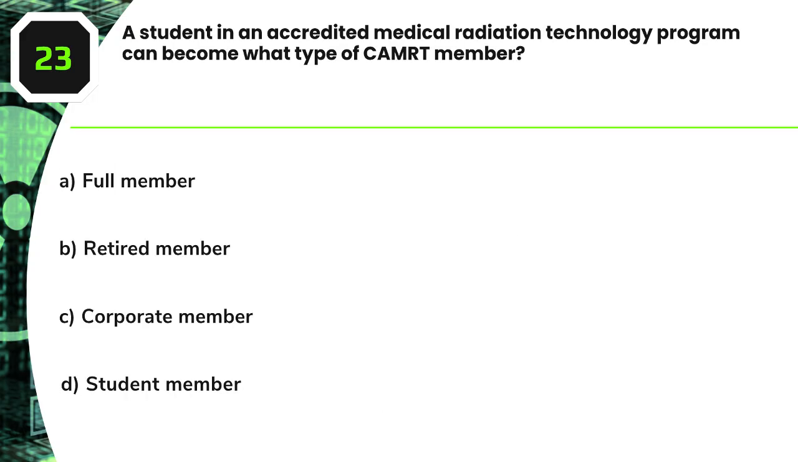Question 23. A student in an accredited medical radiation technology program can become what type of CAMRT member? A. Full member. B. Retired member. C. Corporate member. D. Student member.